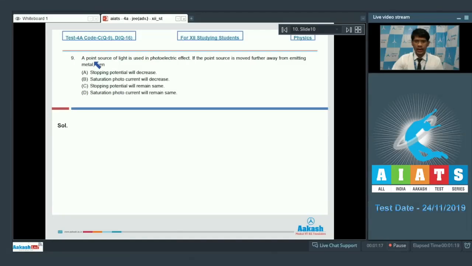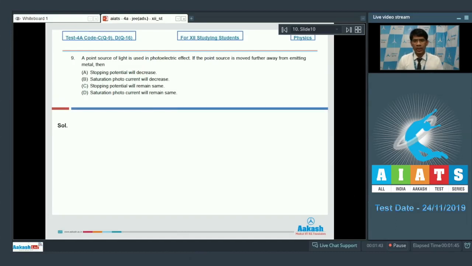Here in question number 9, a point source of light is used in photoelectric effect. If the point source is moved further away from the emitting metal, then we need to figure out how exactly the stopping potential and the saturation current will depend upon the point source being taken away from the metal surface.